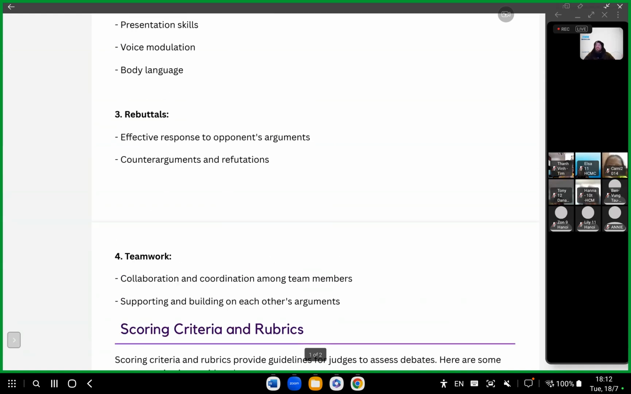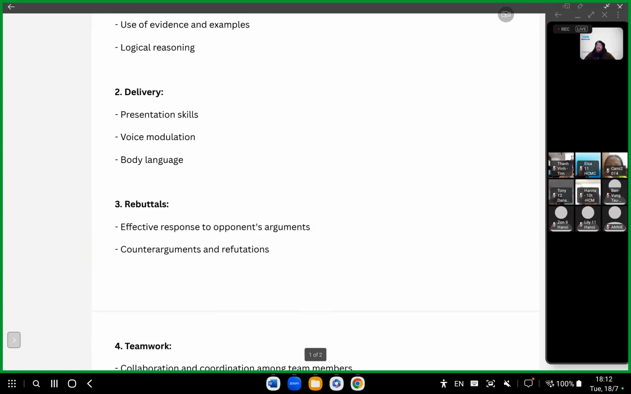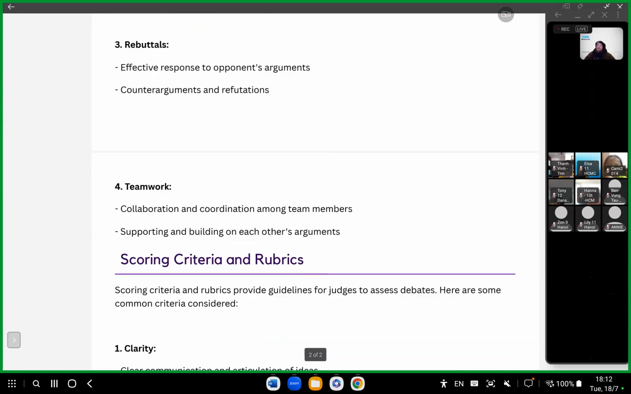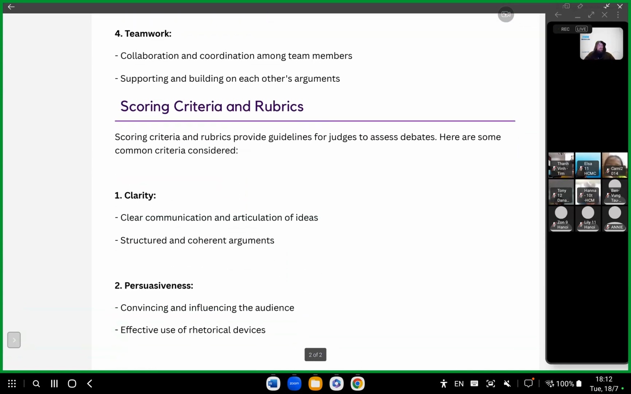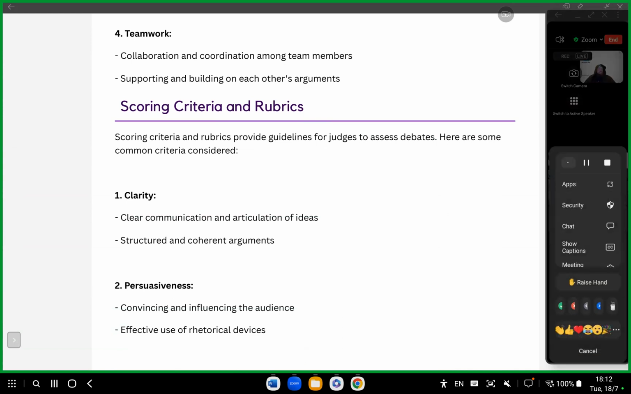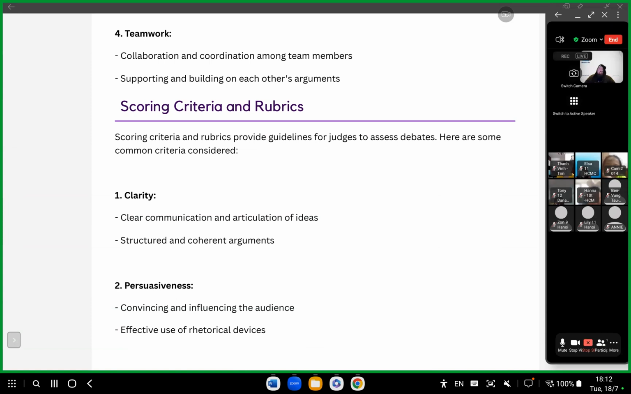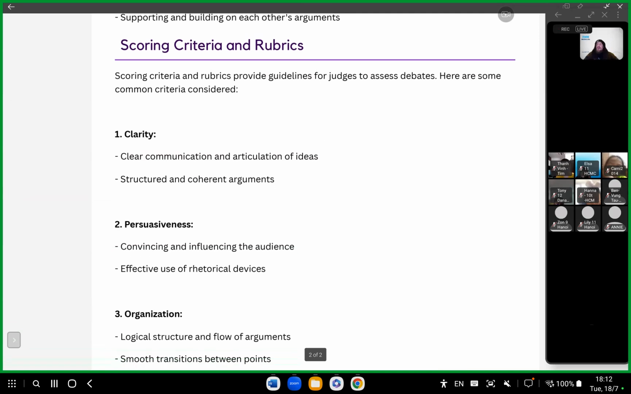So do those 4 sections make sense? I'll take that as a yes. Okay.